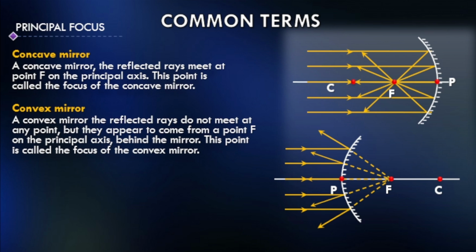So it is defined as a convex mirror: the reflected rays do not meet at any point, but they appear to come from a point F on the principal axis behind the mirror.